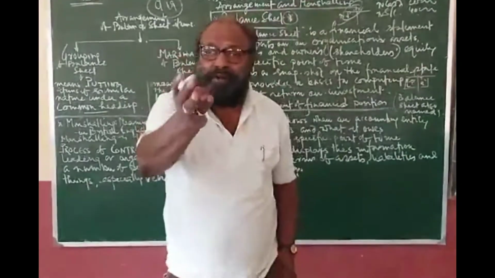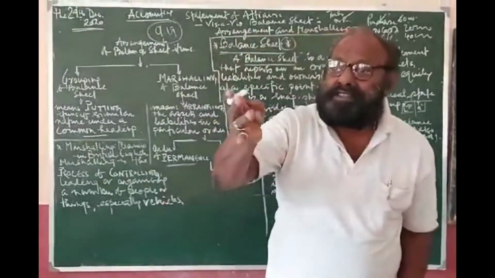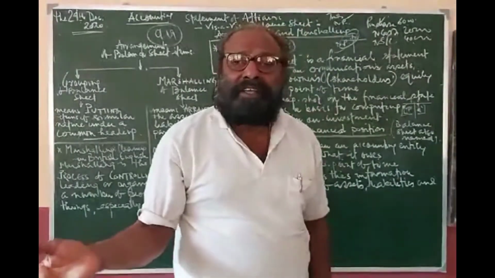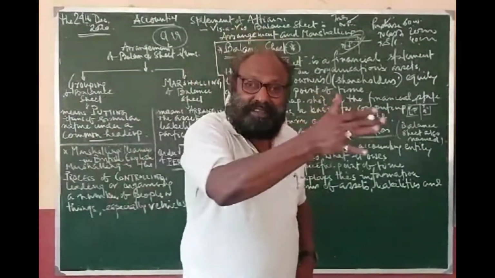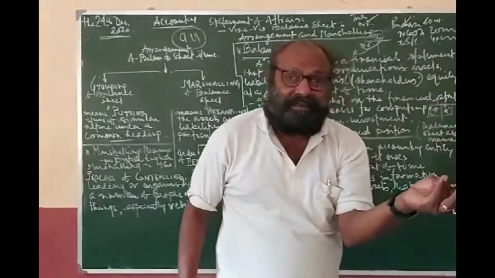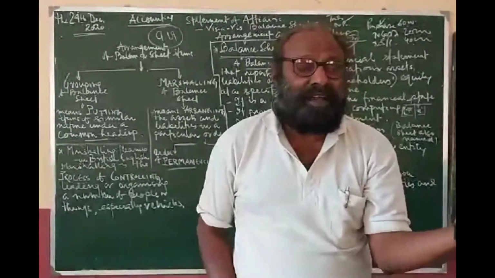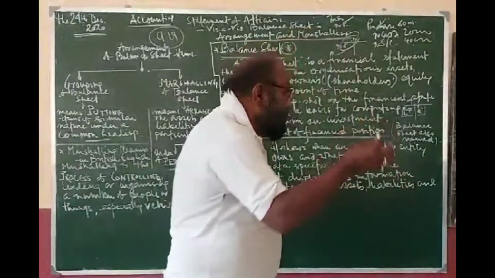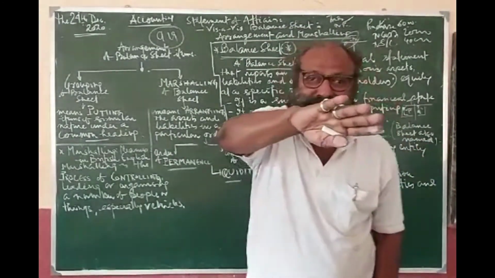What are the items? I have told you some asset items: land and building, plant and machinery, goodwill, furniture, fixtures, sundry debtors, bills receivable, bank balance, cash balance, prepaid expenses, like this. This is one part, on the debit side of the trial balance. On the credit side of the trial balance, we have capital, liabilities, sundry creditors, bills payable, bank overdraft, all this. So these are the liabilities. Now we prepare a statement of the balance items.